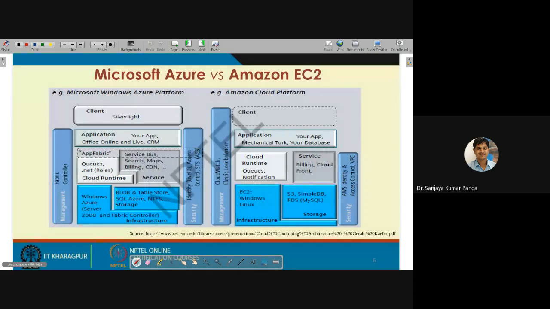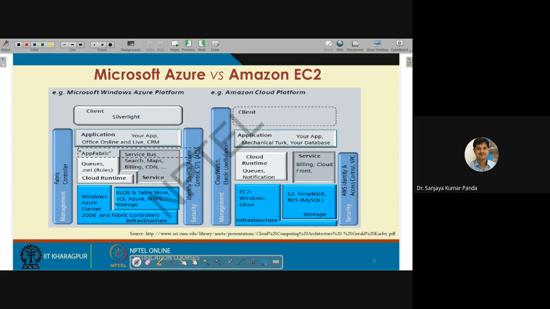Similarly, you know there are different cloud service providers. One cloud service provider is Microsoft, another is Amazon. We call it the Microsoft Azure platform. It is a very popular platform. In the Amazon case, there is Amazon Web Services, Amazon EC2. It is a compute cloud. So if you compare these two clouds, although they are providing similar types of applications, their underlying technology is different. So let us map these two popular cloud service architectures.